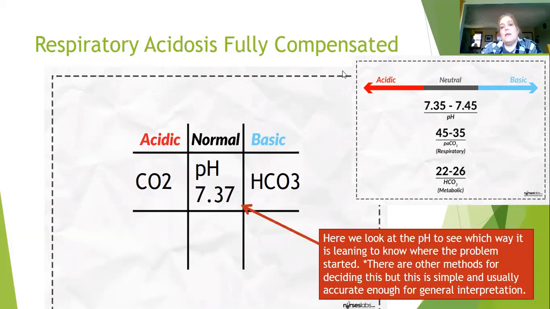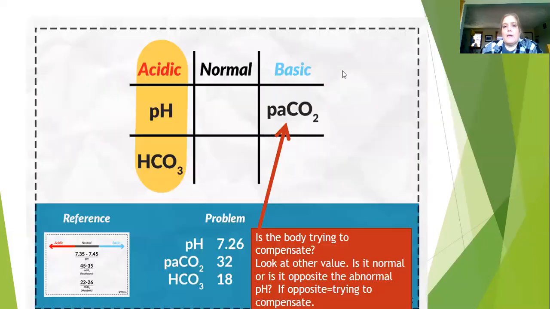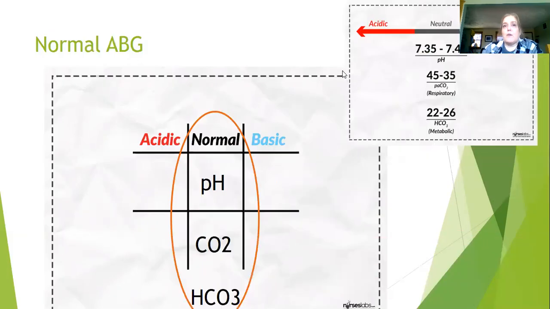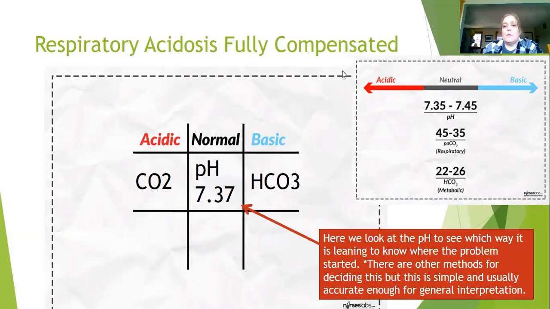Here we have the pH is normal, but everything else is still abnormal. So the CO2 is abnormal, it's acidic. The bicarb is basic, but the pH is in the middle. So this looks strange because remember back here, I said normal is everything lined up together. All right, so we know the patient in this situation is not normal. So we need to now decide, if this isn't normal, then what caused the problem?